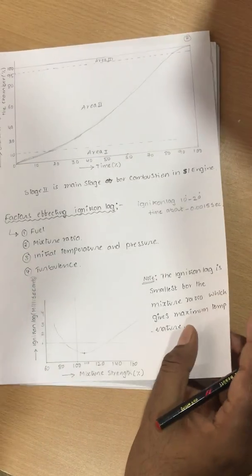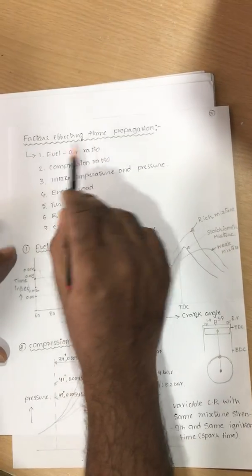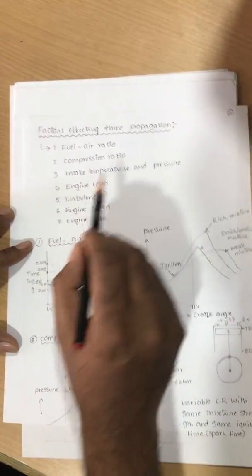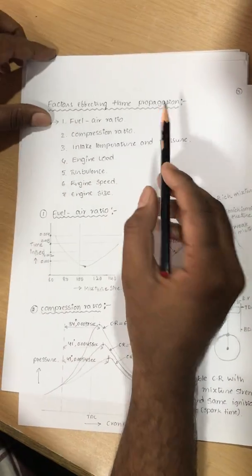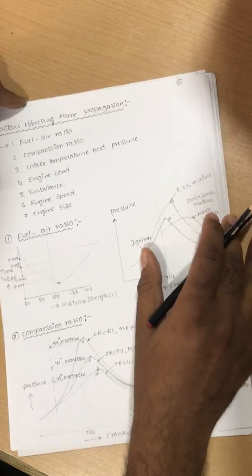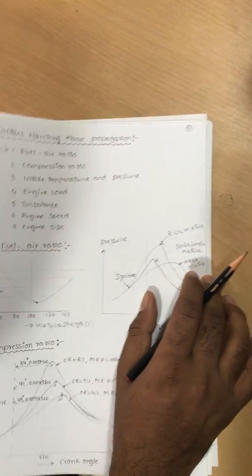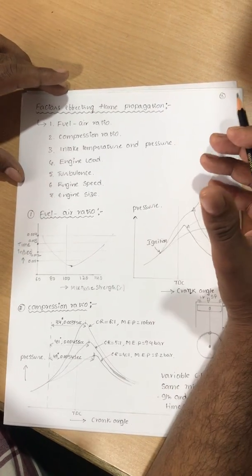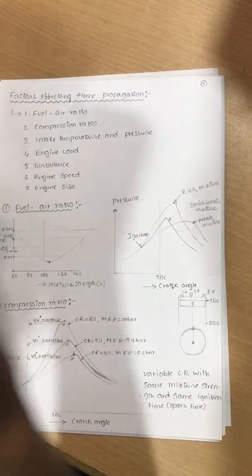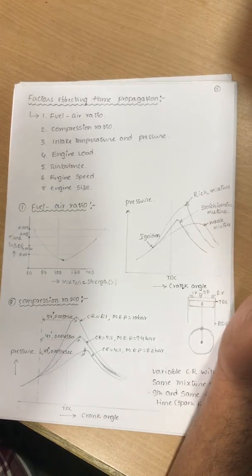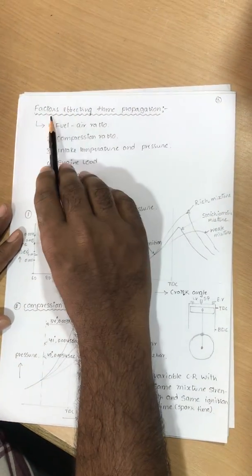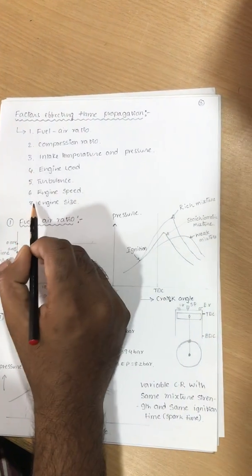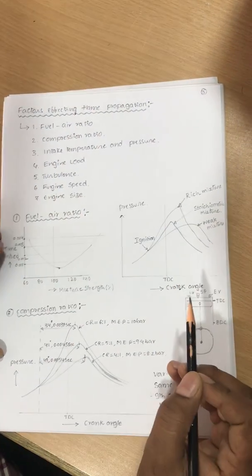Now I will discuss the second one, propagation of the flame. These are the factors affecting the propagation of the flame. A higher flame speed is suitable, a desirable characteristic. If the speed of the flame is higher, the propagation or combustion speed is faster, so the knocking tendency is also reduced. So what are the factors affecting the flame propagation? These are the major factors. The first one is the fuel air ratio.